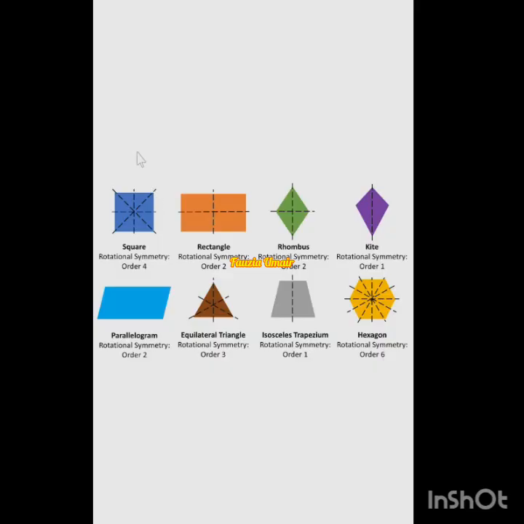So Zainab, can the rotational symmetry be zero? Zero. Yes, ma'am. How? Like if both sides have different designs, like if we have a pen and both sides have different designs, then there will be zero. So don't you think even if the shape is asymmetric, when it goes back to the original position, it will give you one rotational symmetry? Yes, ma'am.